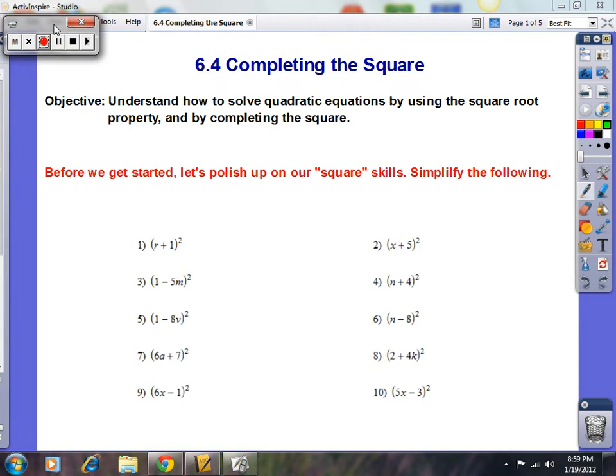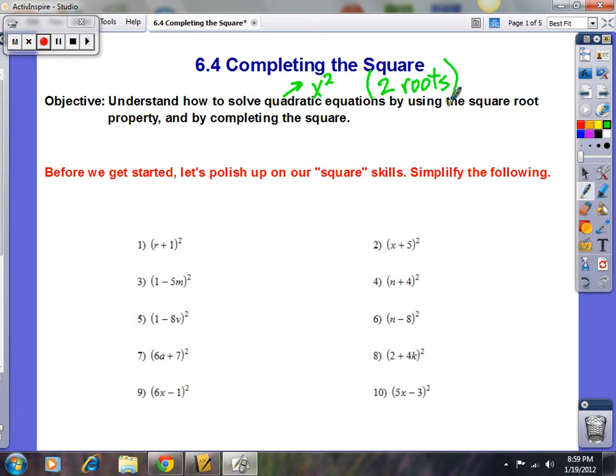6.4, completing the square. Okay, the goal is to understand how to solve quadratic equations with this new method called completing the square. So above quadratic, let's write, hopefully you got it memorized, that's just ax squared, something to the second power. And there is always going to be two roots, or two solutions. So the method we're going to use is completing the square.